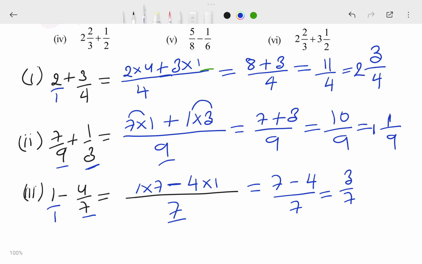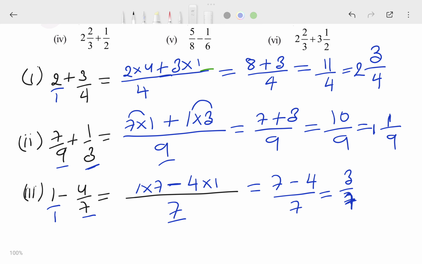Now a mixed fraction is not possible here, because it is a proper fraction. In a proper fraction we cannot make a mixed fraction. Will you divide 3 by 7 to get a whole number? It is not possible. We can divide 7 by 3, but not 3 by 7. Okay, I hope you understand this one. Okay dear, so I hope it is clear.